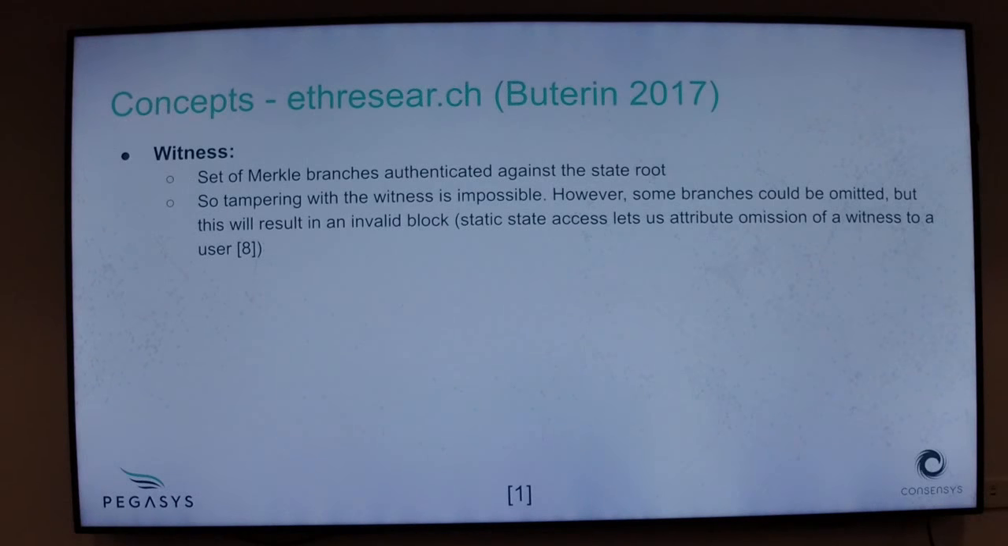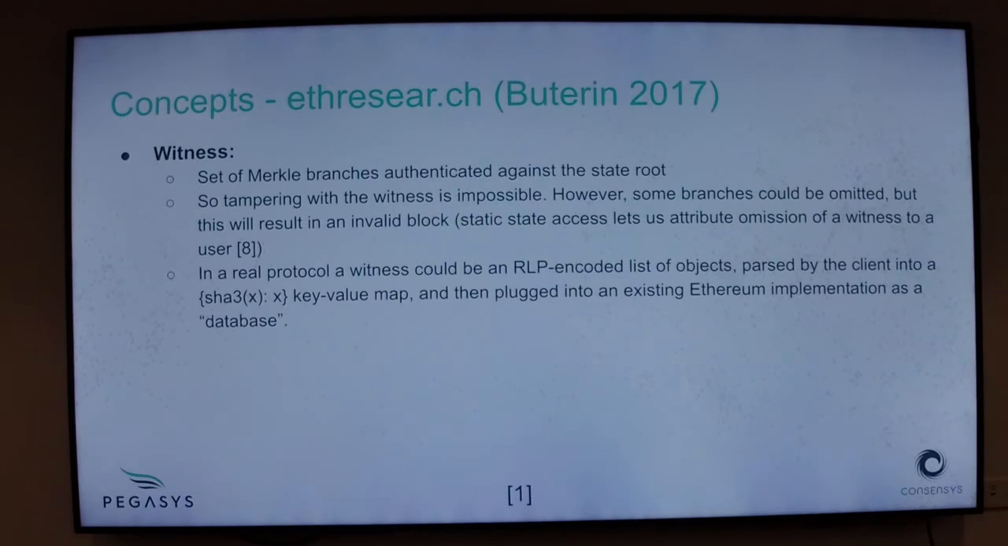Now, there are some researchers at Consensus in the core team that are looking at static state access. If there's a witness missing, they will actually be able to attribute it to a specific user. So it's not anonymous; if something is missing, they'd be able to attribute it to a specific user. Again, in reference 8 in the references, if you're interested in reading that.